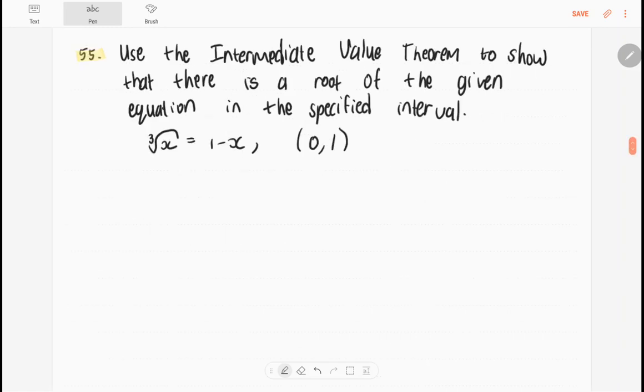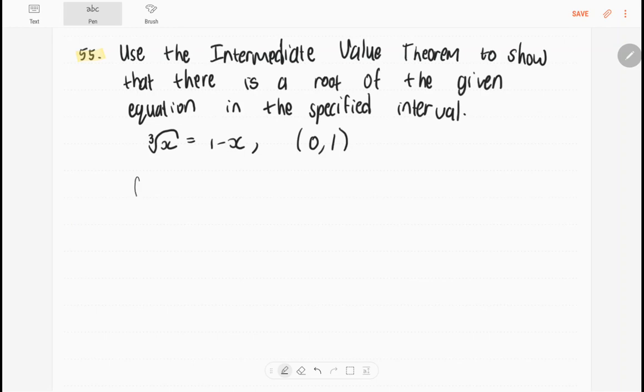Next, we are looking at number 55, which says, use the intermediate value theorem to show that there is a root of the given equation in the specified interval, where we have the cube root of x equals 1 minus x, and the specified interval is the open interval from 0 to 1. So firstly, let's do the following.